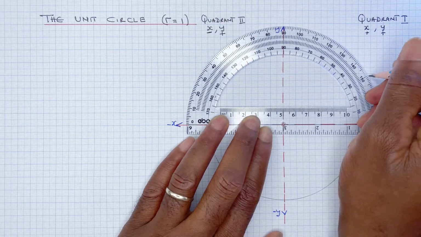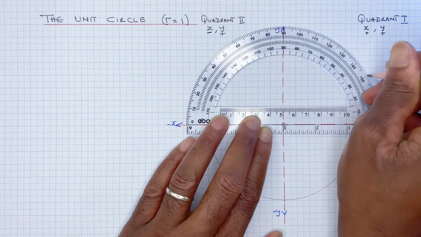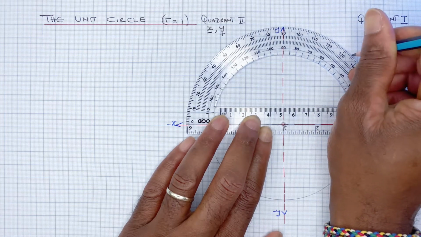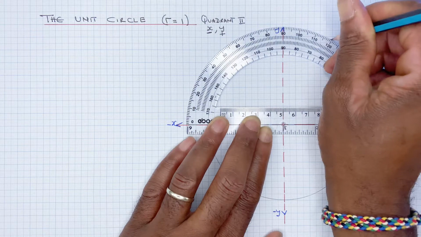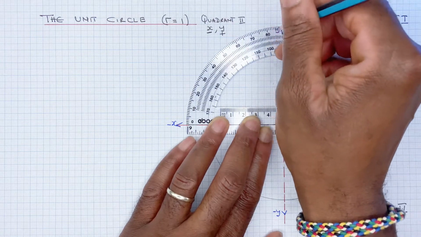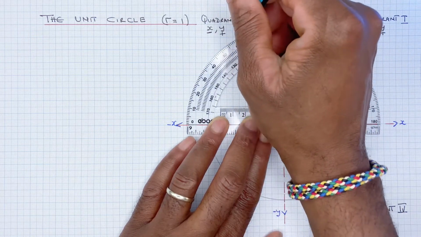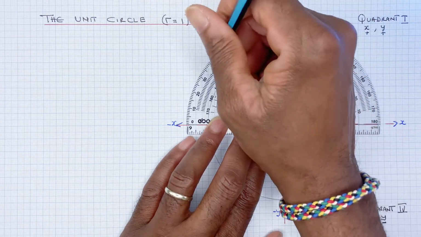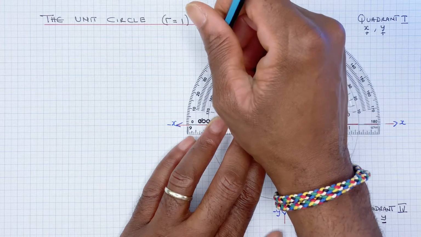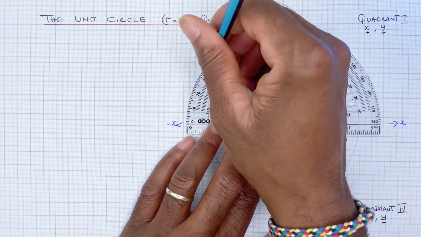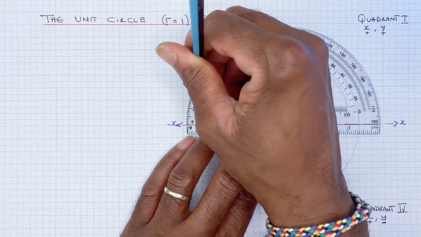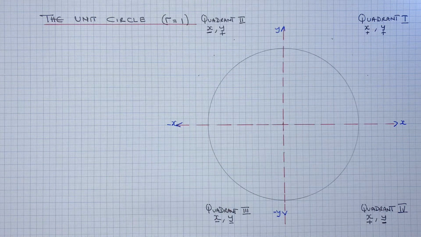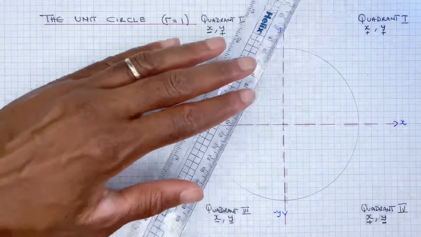and I need to mark 30 degrees, 45, just marking 60 there, 90, and 120, 135, 150, and that's it. So I'm going to join the lines.